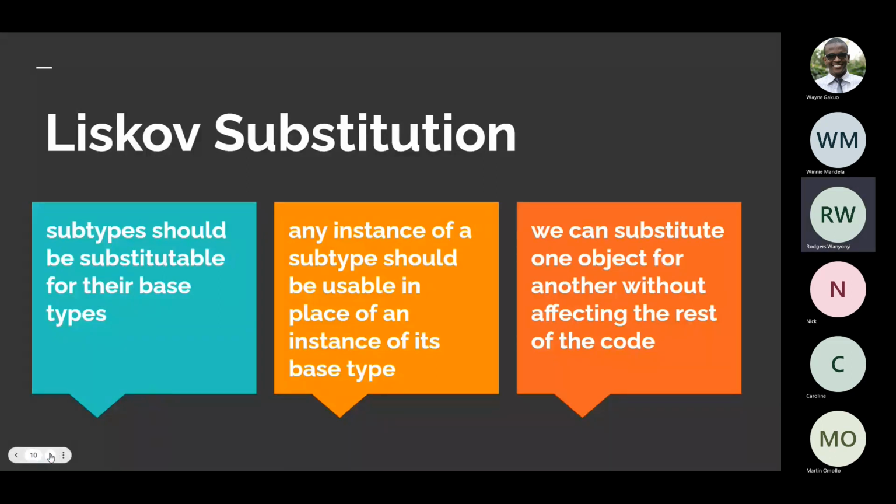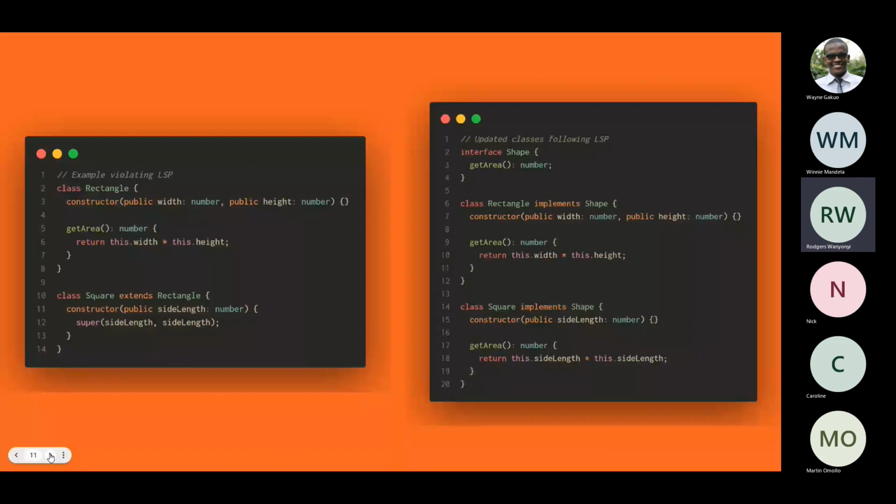So an example of this, we can see on the left a class called the rectangle. It has a function called area and a constructor that accepts two parameters, a width and a height. The next class is a square, which extends the rectangle, but it has a different constructor which accepts only one parameter, in this case the side length. So this violates the Liskov substitution principle because a square and a rectangle cannot be treated as the same shape.